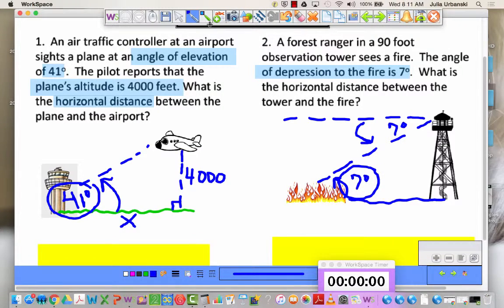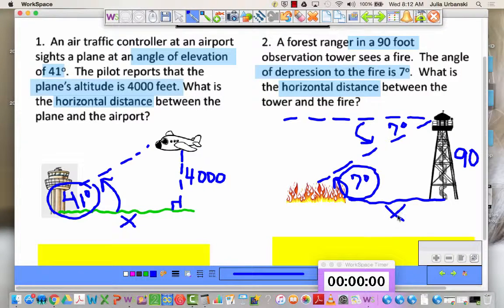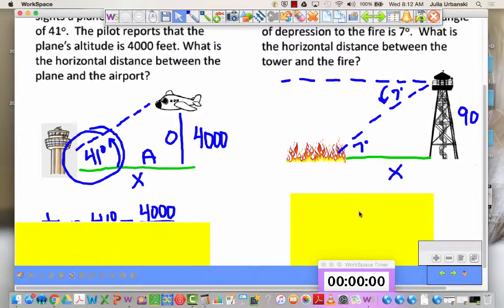I heard someone say 90. What's the 90 represent? The what? Yeah, how high up the forest ranger is, that's right. So 90 right there. Now we can't solve it till we know what we're trying to find. You have to find the question and call it x. What's the question? Good. So the x would go where? Ground.